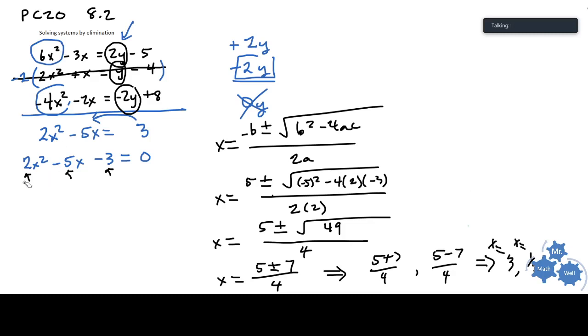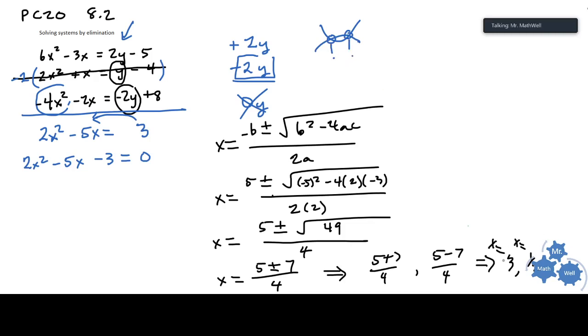And don't let that freak you out, because remember, these are two quadratics. So the quadratics could look like this, right? They could look like this, and they could have two separate answers, which is where you'd have your two x values. So they could have two intersection points.